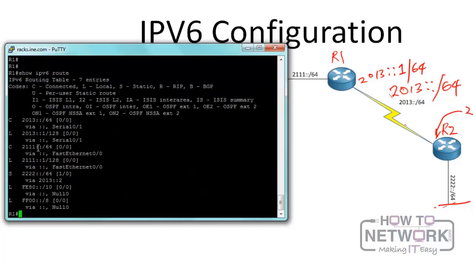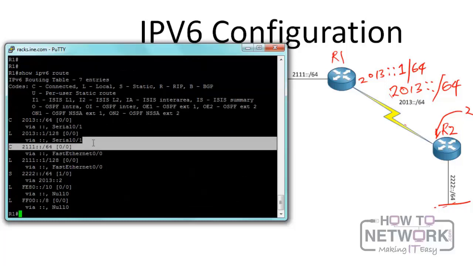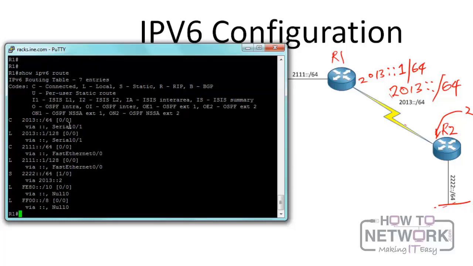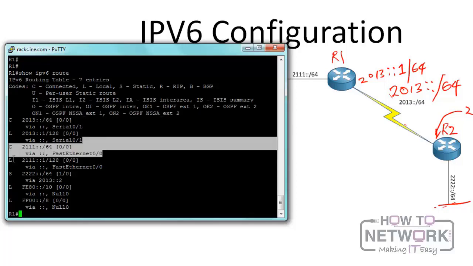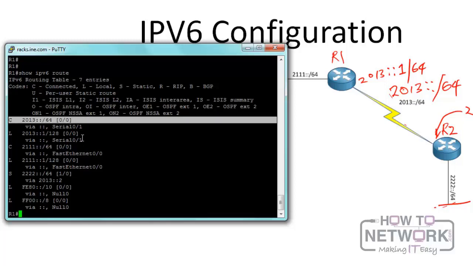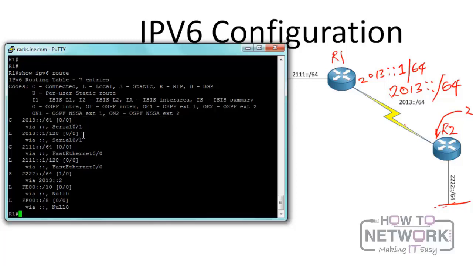And here, it's a little funny because we have the serial networks and the FastEthernet networks via serial 0/1. We have a connected route to the 2013 network. So IPv6 not only installs a connected route for each interface, it installs what's called a local route for the particular IP address on the interface. So for instance, for serial 0/1, it installs a connected route for the network, and also installs a local route for the particular IP address. And if you notice, it's a /128. And what that means is that it matches a whole IP address.